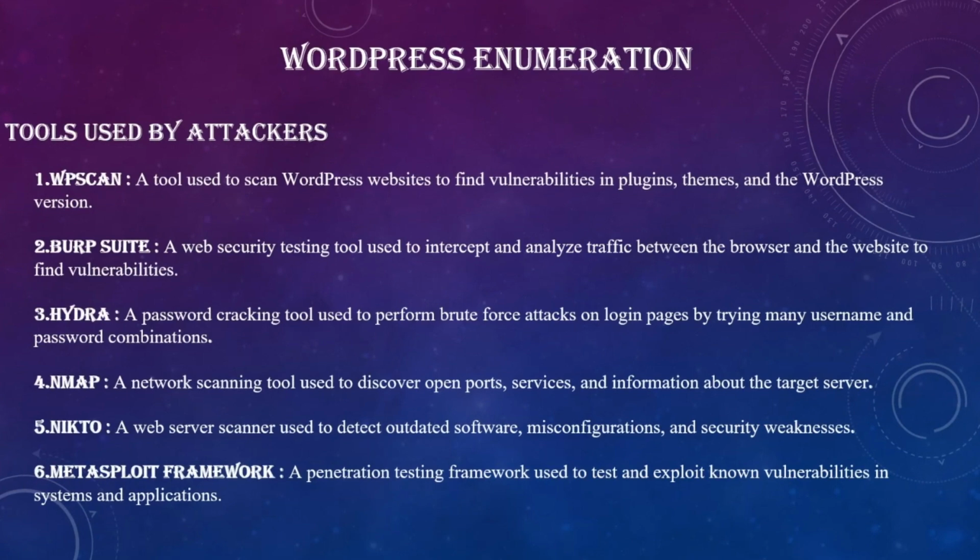Topic: WordPress enumeration. We are at the main point. WordPress enumeration is the process where an attacker gathers information about a WordPress site to find potential vulnerabilities. It is usually one of the first steps in a WordPress attack. While it does not directly harm the site, it helps hackers plan targeted attacks like brute force, SQL injection, or plugin exploitation.